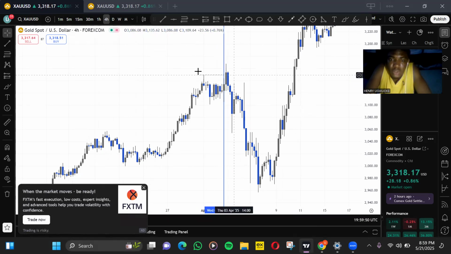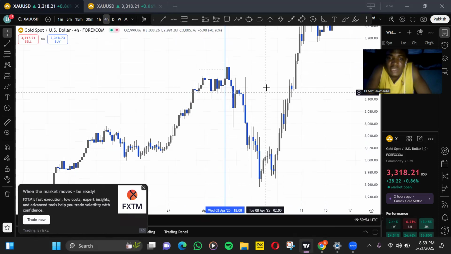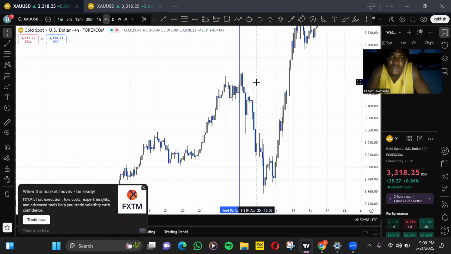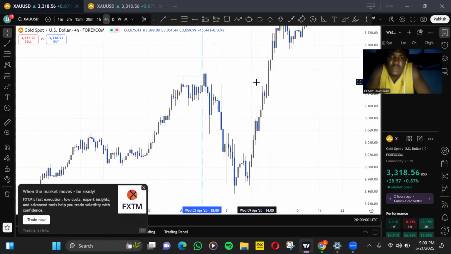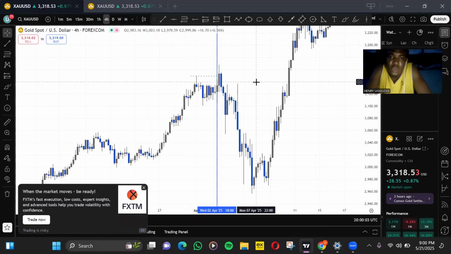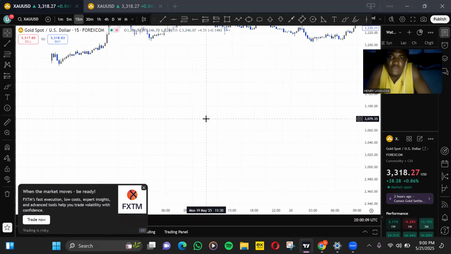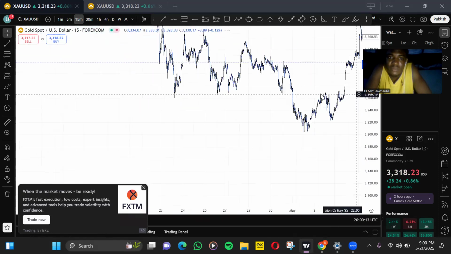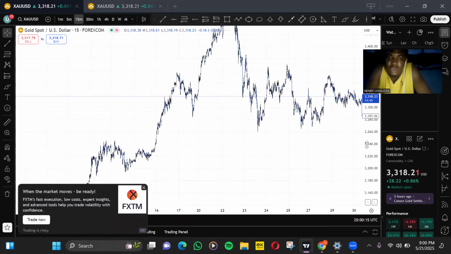So now, what we'll be expecting is sales, but we don't just jump in once market has tapped into or has given us a good bias from the higher time frame. Don't just jump in on the lower time frame. Wait for it to trade below that zone. So we must start trading below that zone. What we do now is go to lower time frame. Let's say you go to 15 minutes or 30 minutes time frame.